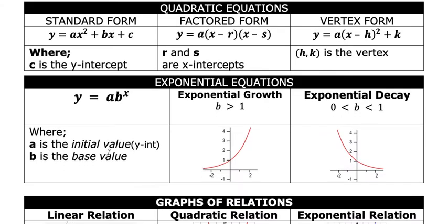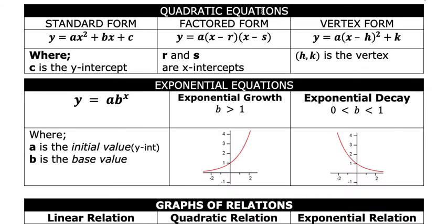Next, in grade 10 we discussed quadratic relations, and they had different forms. Let's start off with standard form. In standard form, we can see that this is a degree 2 polynomial, meaning that the highest exponent on the polynomial expression is 2. So that is a characteristic of a quadratic equation.